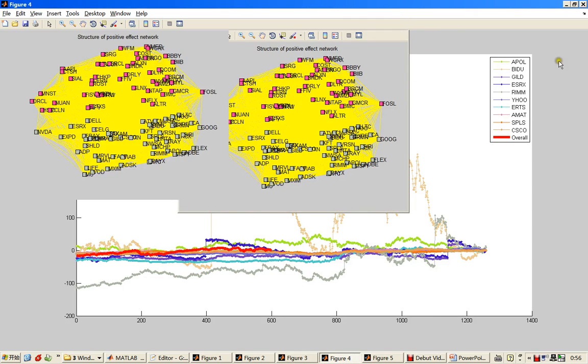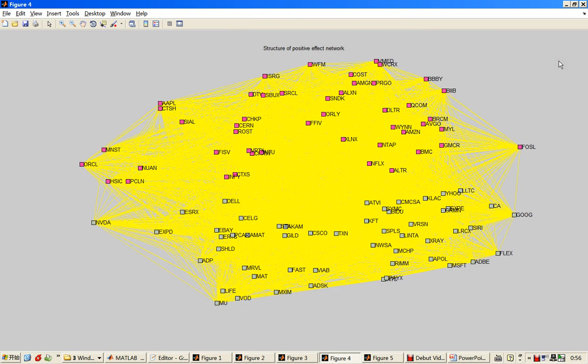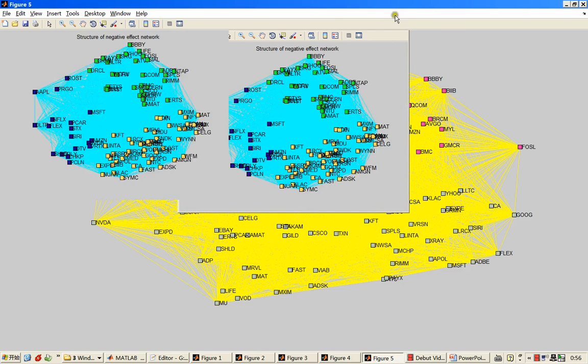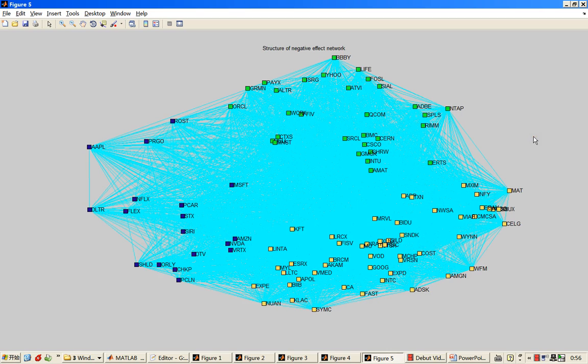And about the network structure, in this figure, the structure of the positive effect network is plotted. In the last figure, the structure of the negative effect network is plotted. As we can see, it is clustered into 3 communities.